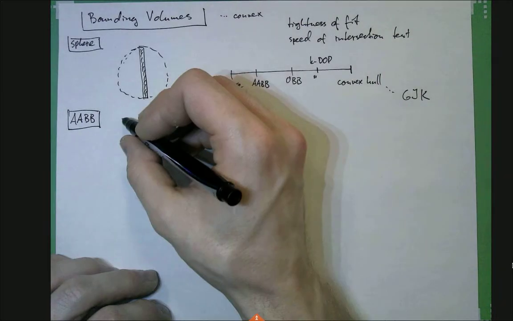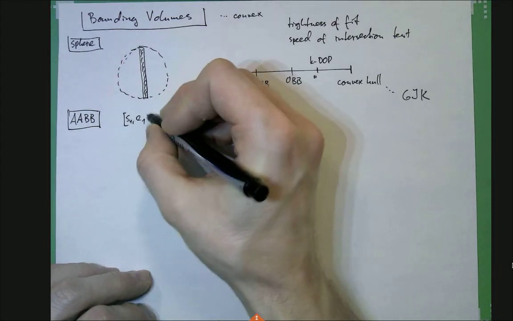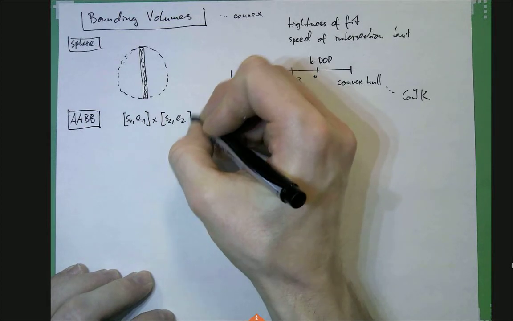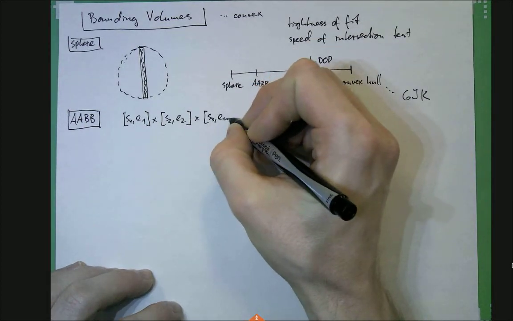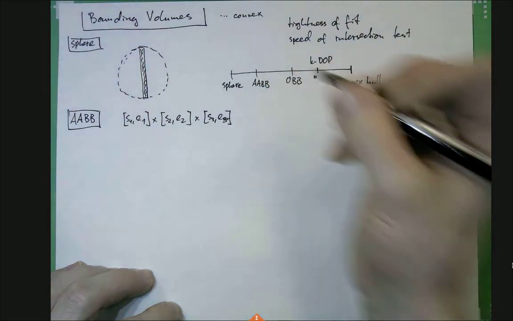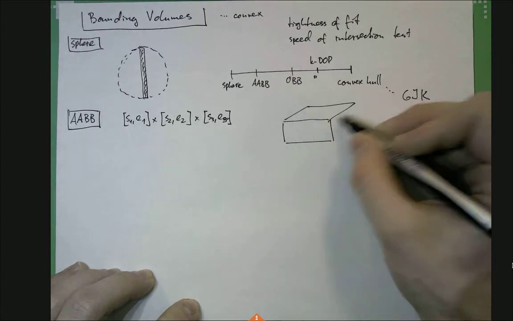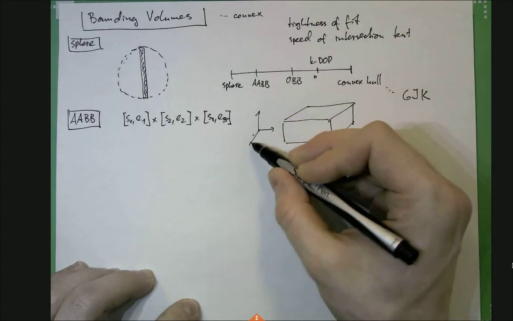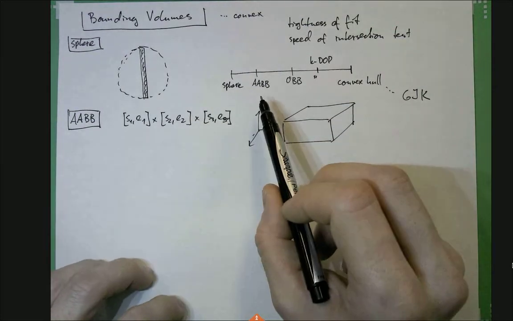So axis-aligned bounding box is basically just a Cartesian product of 3 intervals if you are in 3D. So this is like a start and end point. Oh, it was supposed to be E3. So it's really a box aligned with my coordinate axis in whatever coordinate system I use. The point being that all the boxes are in the same coordinate system, right?